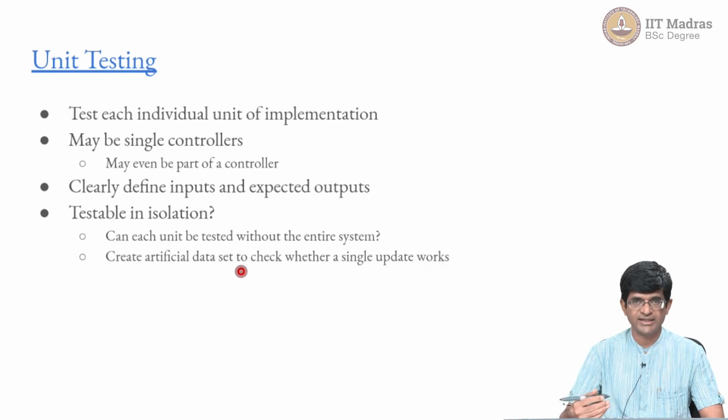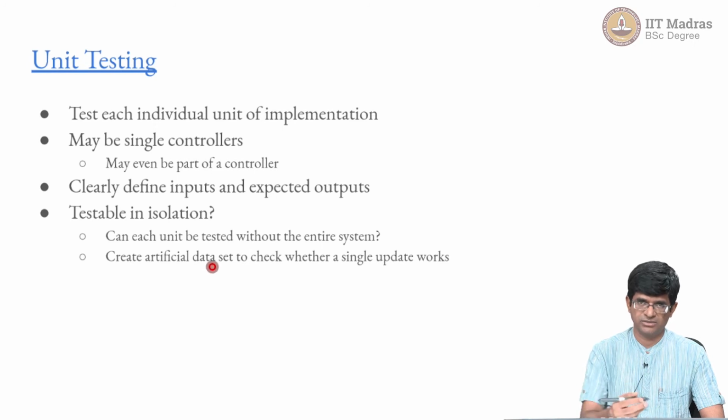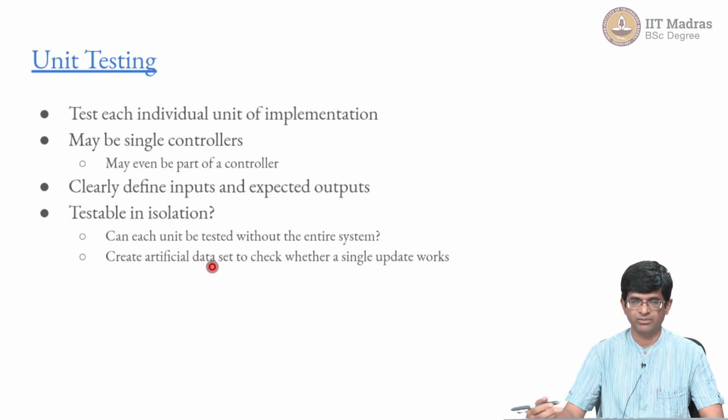But still, how do I test it? Do I need to be going around making function calls to all the other, add student, add course and so on? Or can I create an artificial data set, pre-populate it with some information, and then just use that to see whether a single update to the system works, right? All these are different ways that you need to think about the unit test cases.